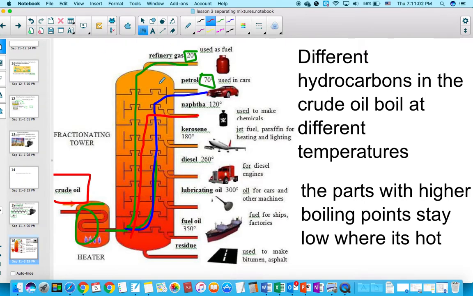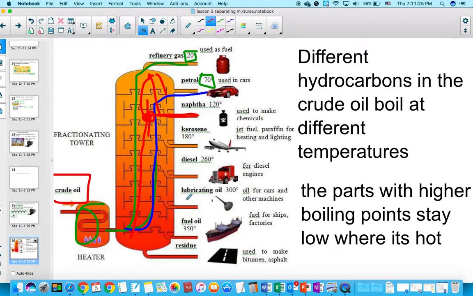And you won't mix these up because the petrol cannot go as high, the naphtha cannot go as high as the refinery gas because it's too cold up here. And it'll start to condense back down and stay gas in this area. It can't go down because it's too hot, and it can't go up because it's too cold. So it's stuck here, and it leaves through this pipe.